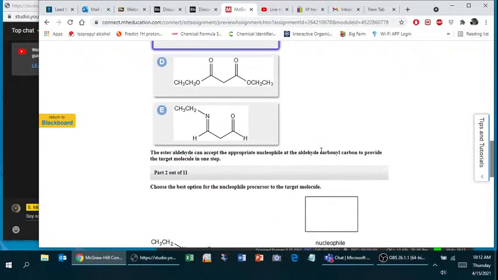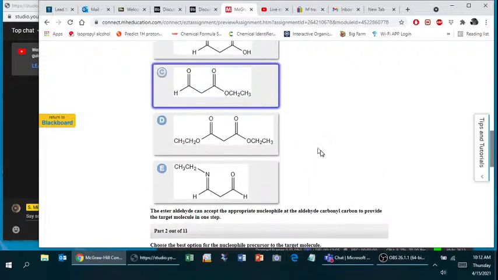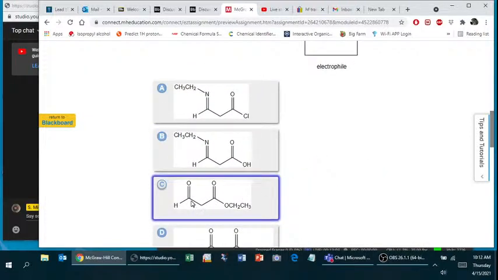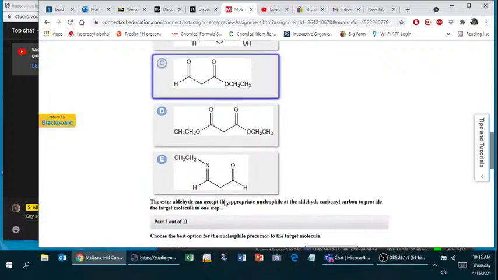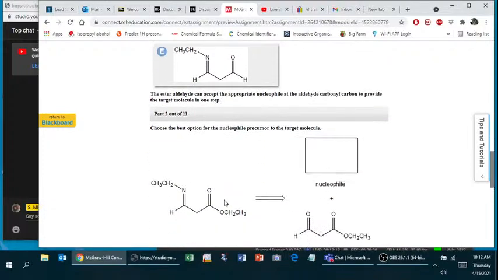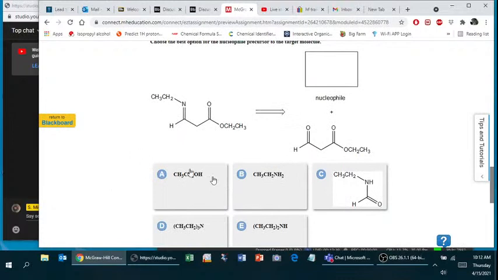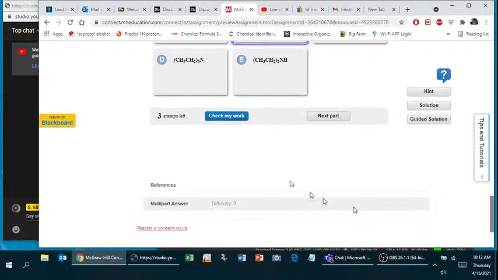All right. And again, it tells you the ester aldehyde can accept the appropriate nucleophile at the aldehyde carbonyl carbon to provide the target molecule in one step. So again, the idea here is that the nitrogen is more selective to attacking the aldehyde than the ester. And so if we add ethylamine, that N with an ethyl group hanging off of it, we would get the desired product. Now I'll choose the best nucleophile. I've just said it, it's B, it's this amine group.